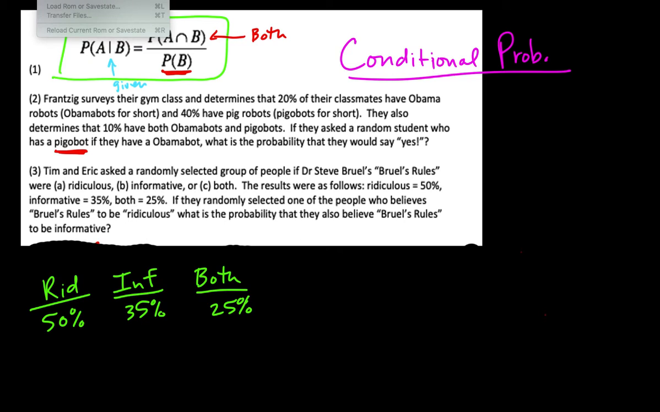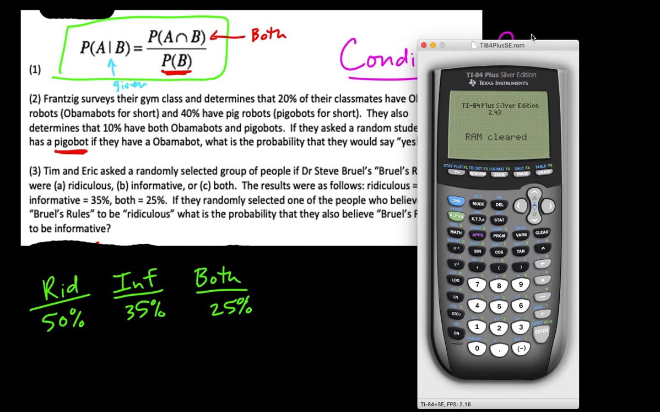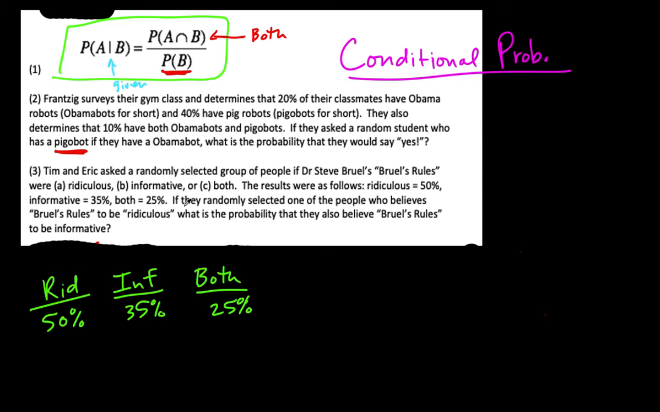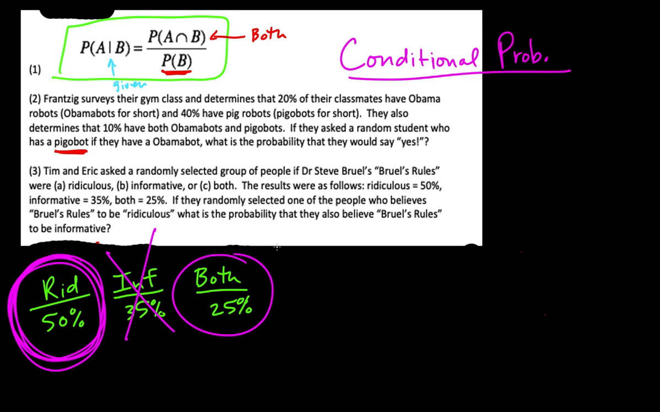So what we need to do is read the rest of this to determine which one we're using. If they randomly selected one of the people who believes Brule's rules to be ridiculous, what is the probability that they also believe Brule's rules to be informative? Okay, so we're narrowing our total down to people who think that it's ridiculous. So we don't actually care about this anymore, and then we'll also use the both.